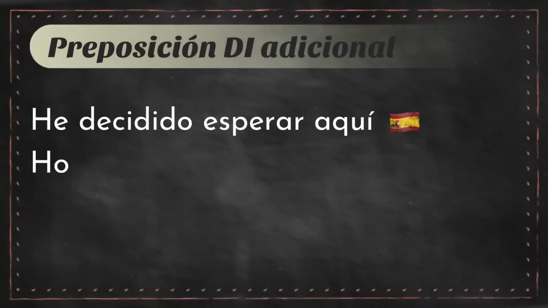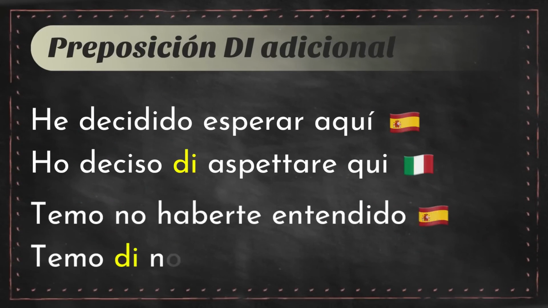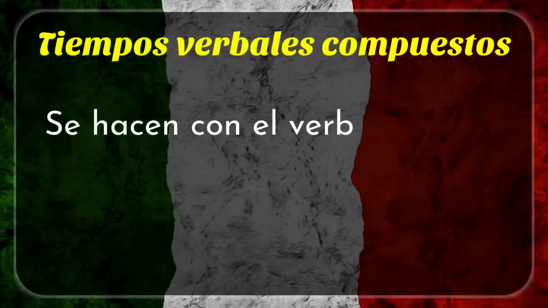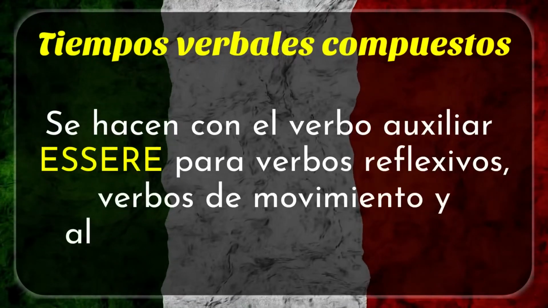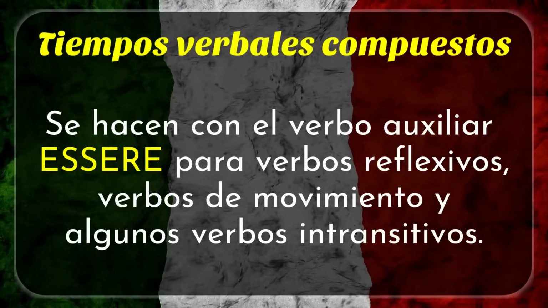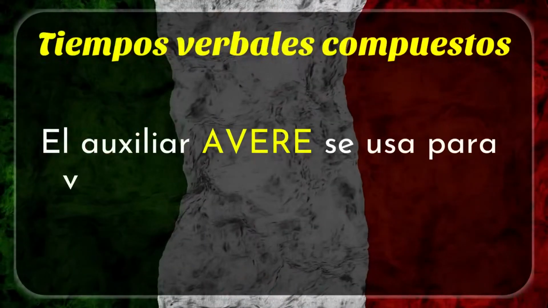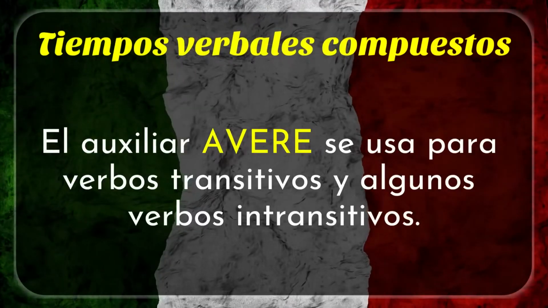I've decided to wait here. I'm afraid I didn't understand you. The formation of compound verb tenses in Italian is done with the auxiliary verb essere for reflexive verbs, verbs that imply movement or transformation, and some intransitive verbs. The auxiliary avere is used for transitive verbs and some intransitive verbs.